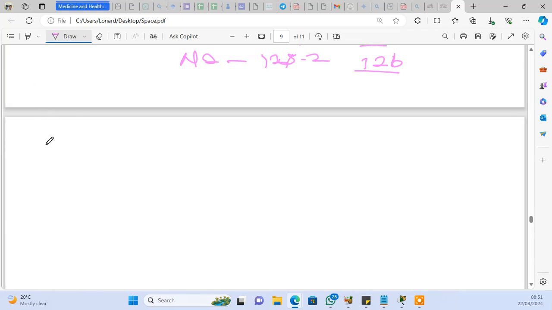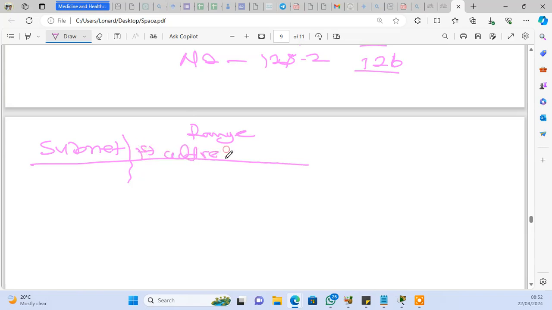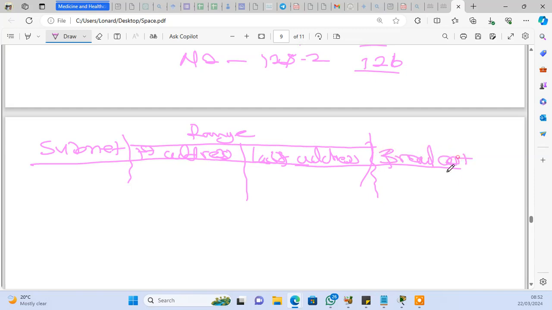So if I'm to have the range or the other table, then automatically this is what you're going to have. We need a subnet, then the range, the first address, then the last address, then the broadcast. So our network address is this.